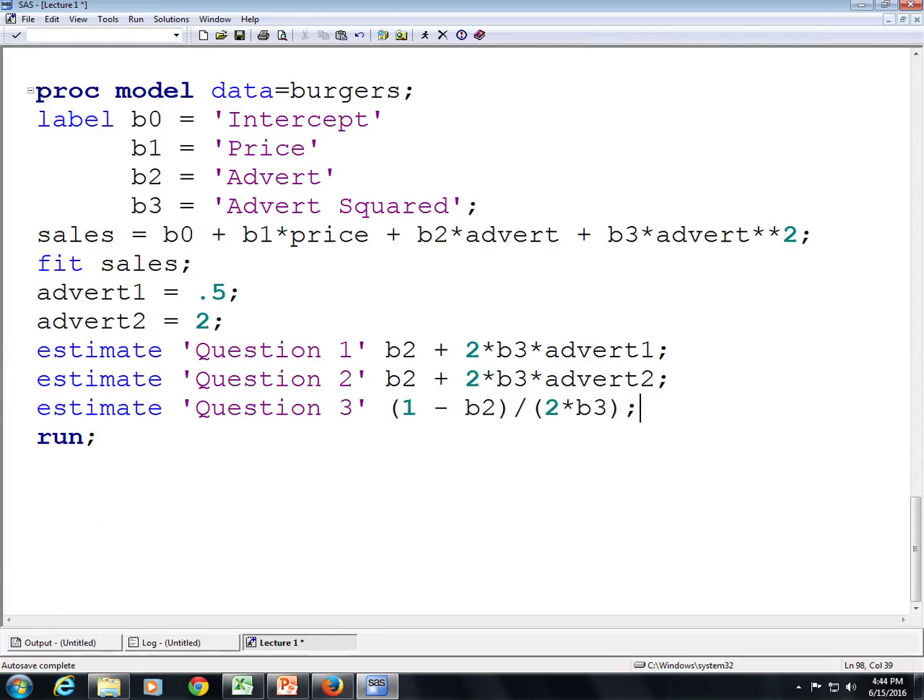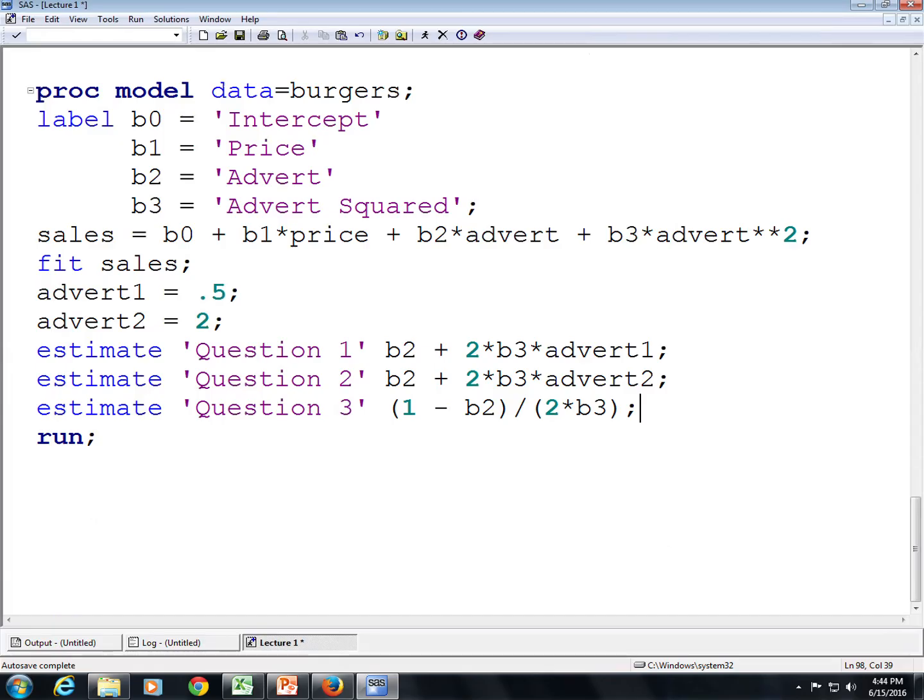If you solve for x, what are you going to do? You're going to subtract beta 2 from both sides, so you'll have 1 minus beta 2. You'll divide by 2 times beta 3. So the implication is that x is equal to (1 minus beta 2) divided by (2 times beta 3). If I want to solve for that, I can use the estimate statement. The point estimate solves for it, but I also have p-values and I can generate confidence intervals, so I can do a lot of other things as well.